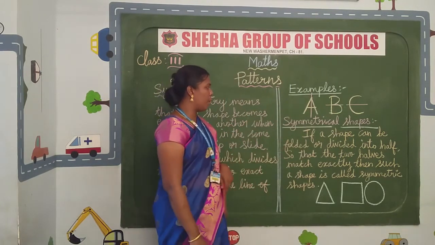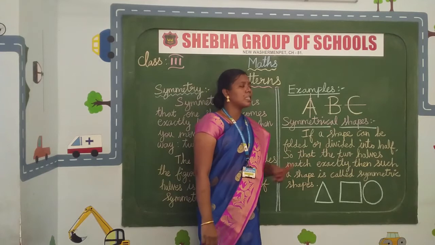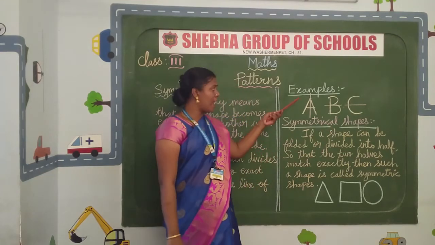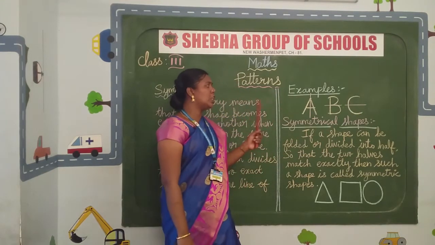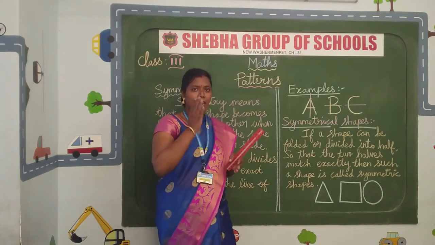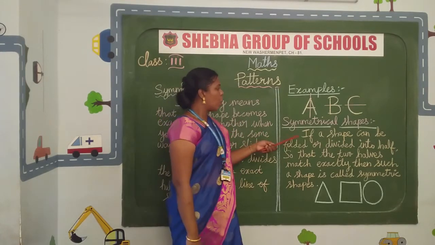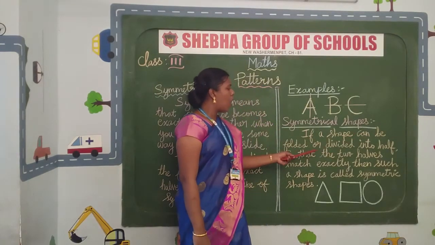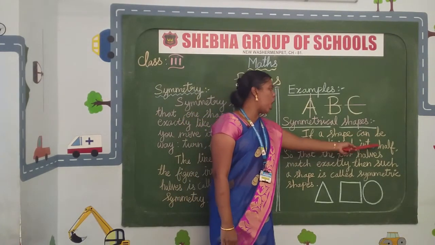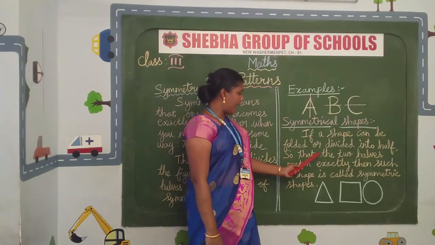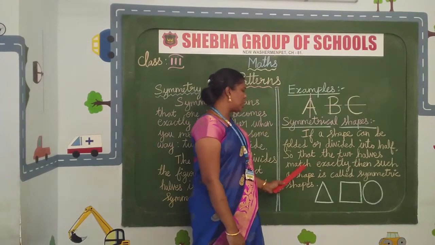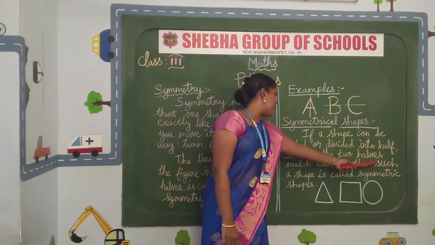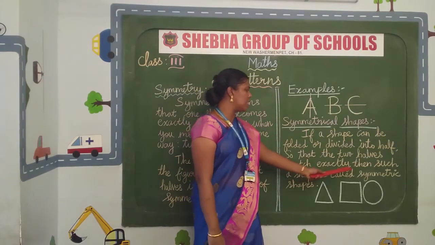Next you can see about symmetrical shapes. Symmetrical shapes, here I am using alphabet. Symmetrical shapes means you can use a shape and cut it into figures. So if a shape can be folded or divided into half, so that the two halves match exactly, then such a shape is called a symmetric shape.